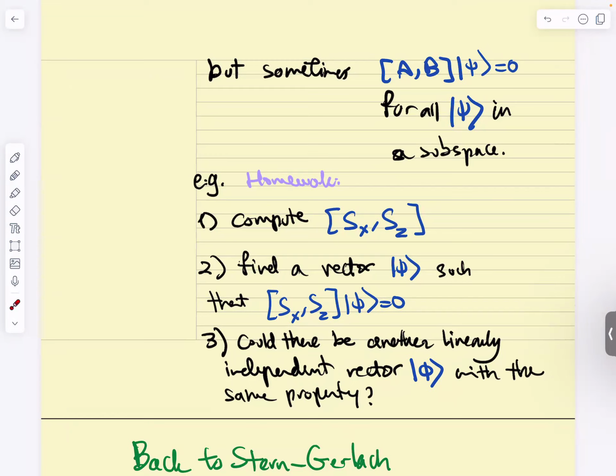To make sure this clicks, everything we've gone over today: compute the commutator of Sx and Sz. Just calculate with matrix multiplication. Find a vector such that this commutator, which you're going to find to be non-zero, acting on that vector gives 0. Then show that there cannot exist two such vectors that are linearly independent. This is the homework. Just make the idea of incompatible observables click.